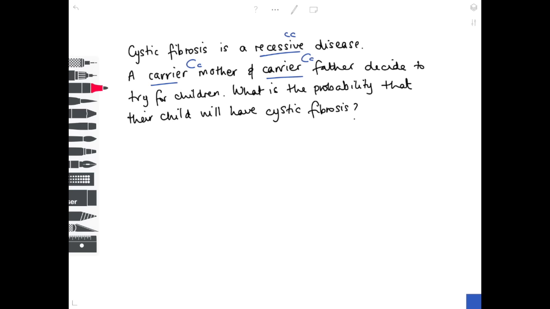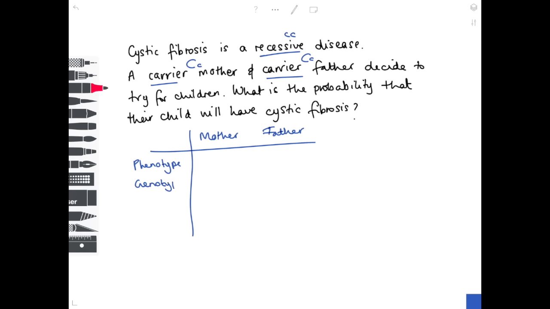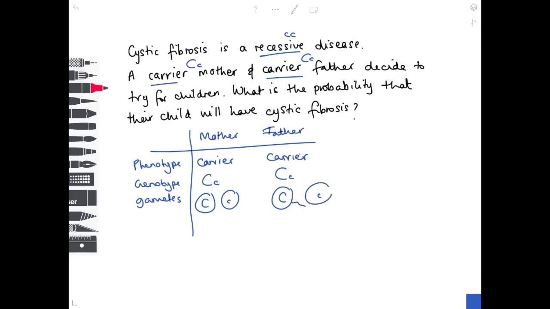So we've worked out their genotypes, so we're ready to do the genetic cross by writing mother and father at the top again. Phenotype, genotype, and gametes in the table. The phenotype is that they are both carriers. Their genotype we know is heterozygous, so it's big C, small c. This means that half of her eggs will be big C, half of them will be small c, and the same with the sperm. Make sure you really show a difference in the size of your letters here. And now it's time to do the Punnett square.